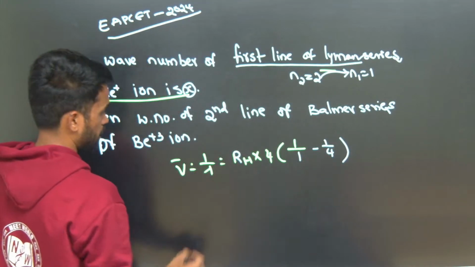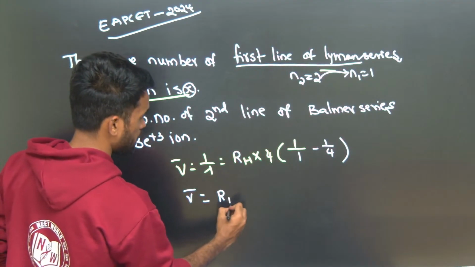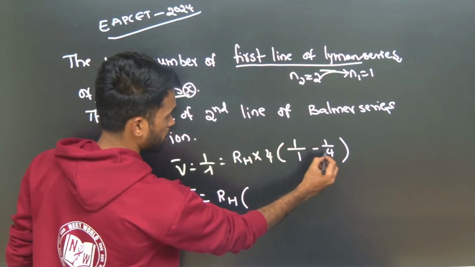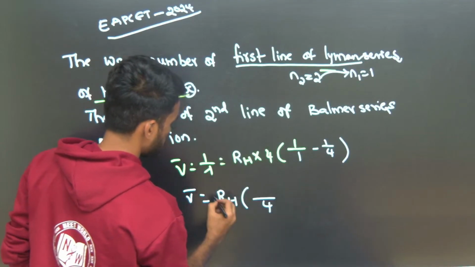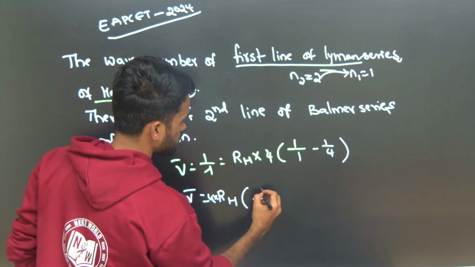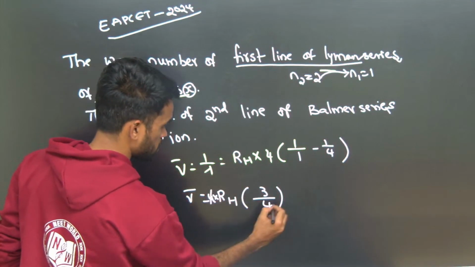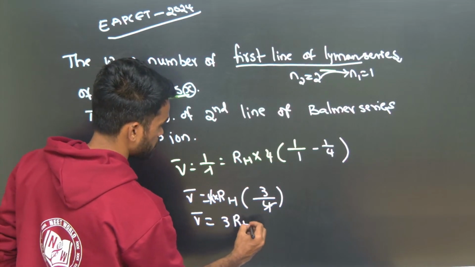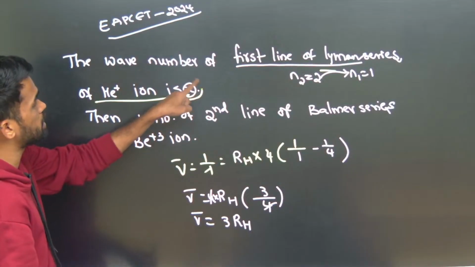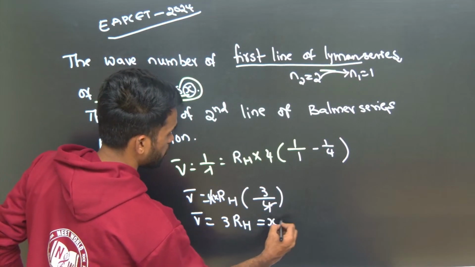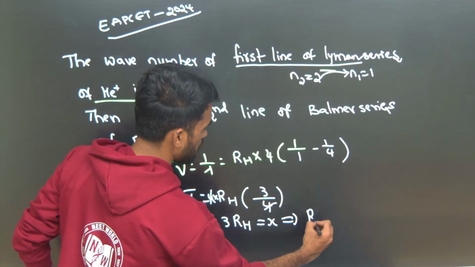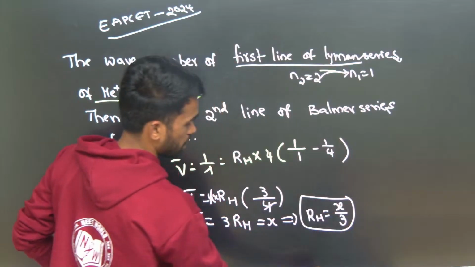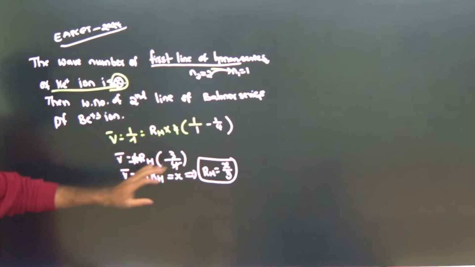Nu bar will be equal to RH. The LCM is 4, so 4 minus 1 is 3, and the 4 can be cancelled. Nu bar will be equal to 3RH, which they say is equal to X. From this, RH can be taken as X by 3. We got the Rydberg constant value here as X by 3.